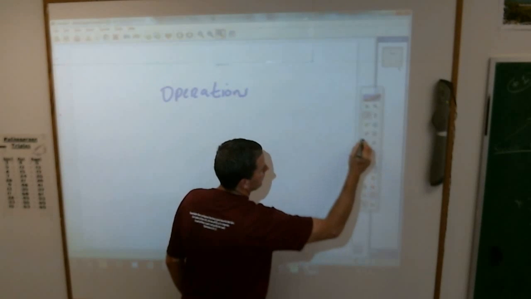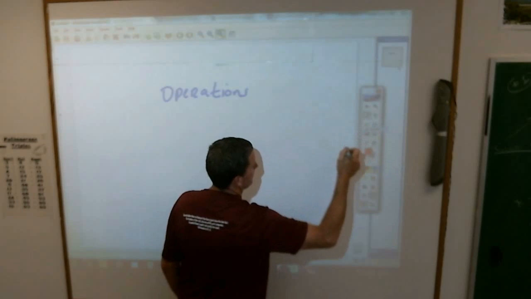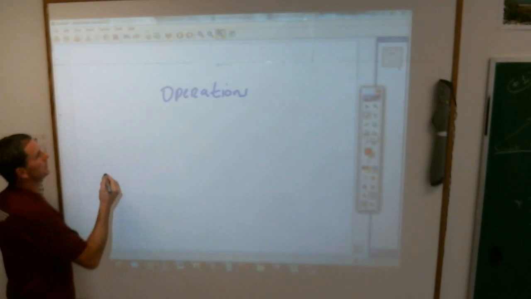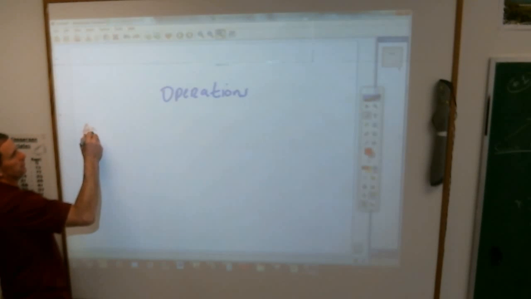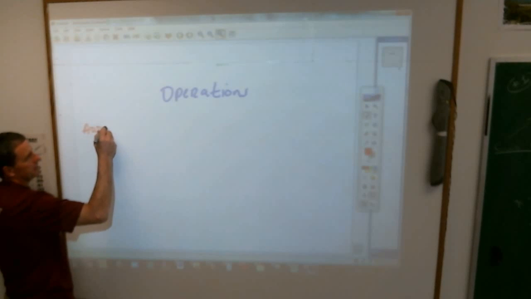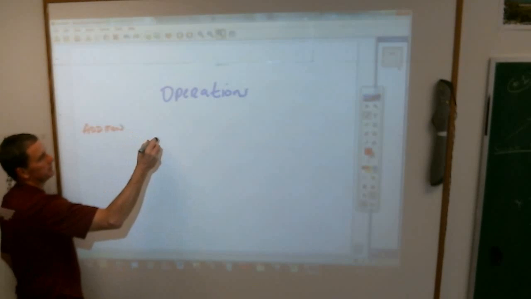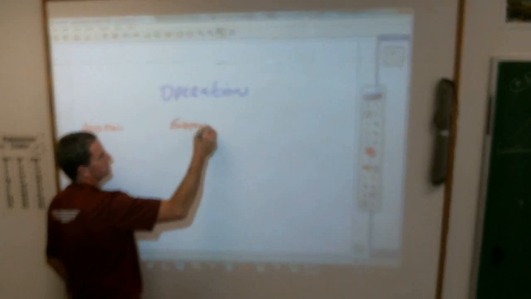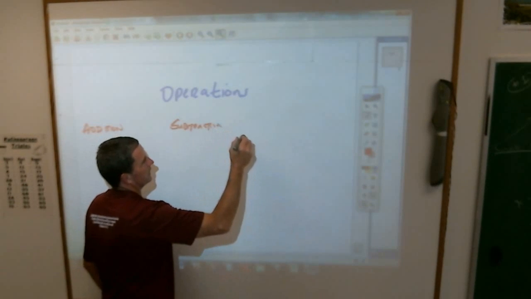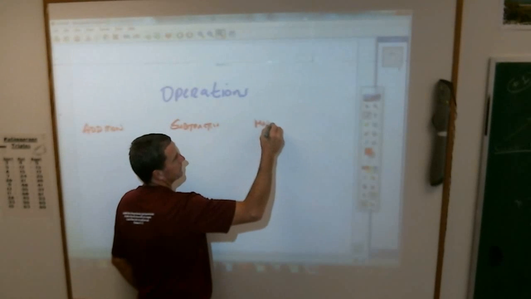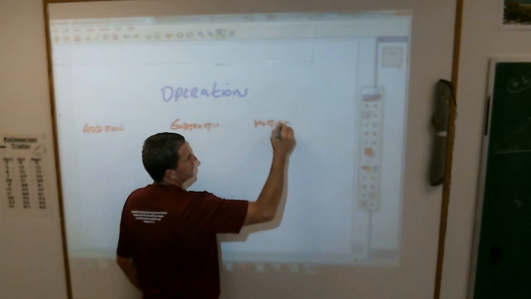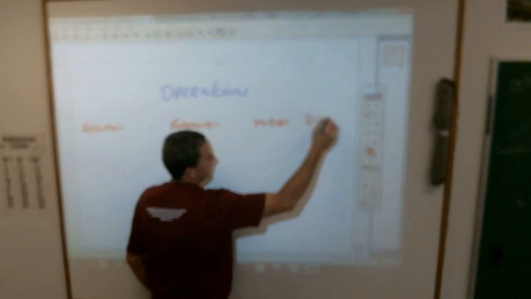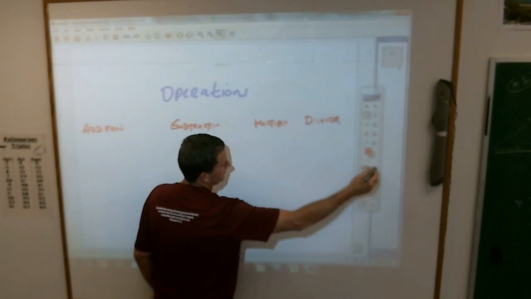In math, what are the operations in math? Does anybody know? Sure, I'll just tell you. In math, you can do 4 things. You can add, or the operation of addition. Maybe you'll see where it's going from here. You can subtract, or the operation of subtraction. You can multiply, or you can divide.